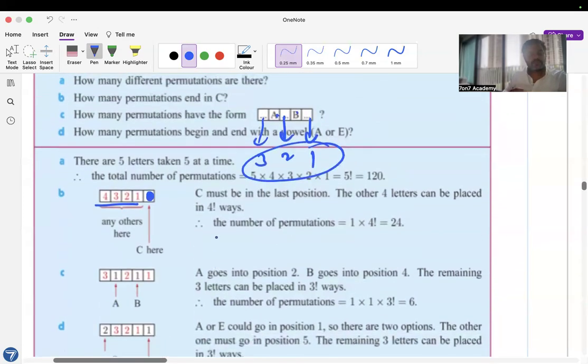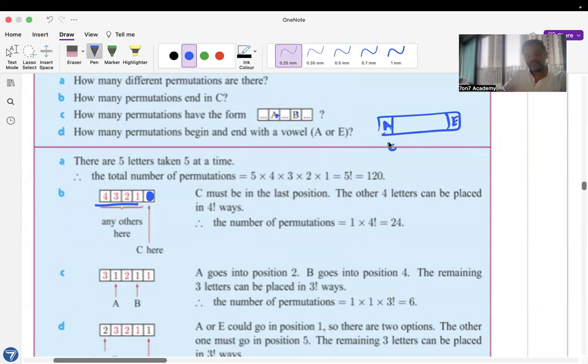Now part D asks how many permutations begin and end with a vowel. You tell me. Begin and end with vowel: A and E. So A, E here, and the other way around, E and A here. The middle is 3 factorial, and 2 options are there. So 3 factorial into 2, what is it? 12.